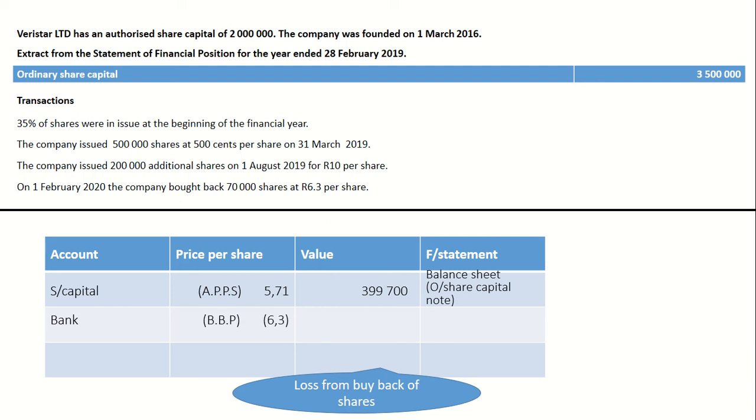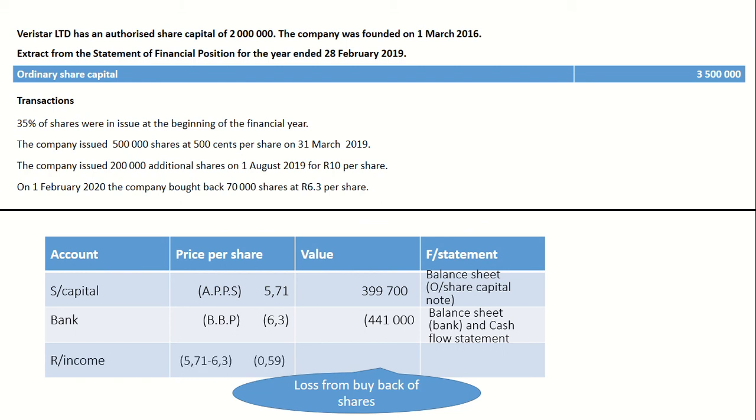A lot of you seem to take this 6,3 and multiply it by the number of shares that were bought back and put it under the ordinary share capital. I said ordinary share capital, you only put the average price per share as the price per share of those shares that were bought back. Now, to calculate the value of the money that we paid, we're going to take the 70,000 multiplied by 630. This is how much we have paid, and this has left our bank account. Okay, I left one closing bracket there. Our bank account will decrease and it results in a cash outflow.